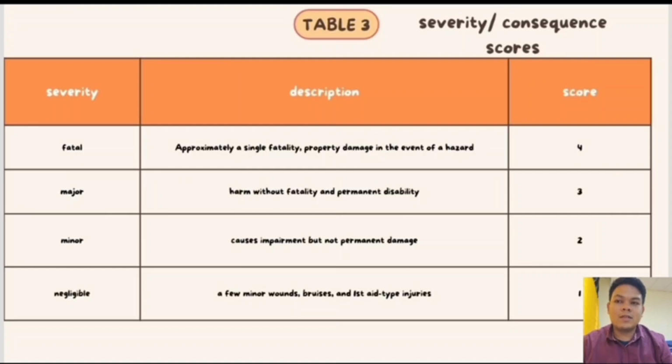The second stage is minor, which means that it causes impairment but not permanent damage, and is given a score of 2. The next stage is major, which means harm without fatality but with permanent disability, and is given a score of 3. The last stage is fatal, which means approximately a single fatality or property damage in the single event of a hazard, and is given a score of 4.